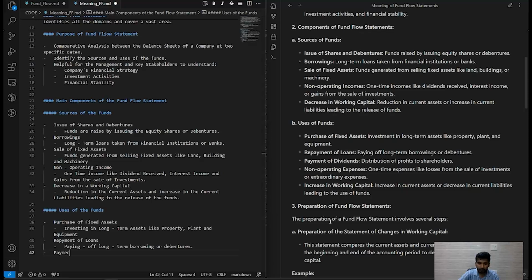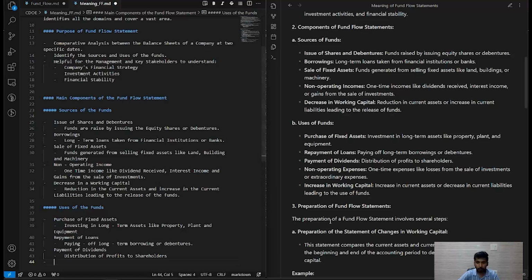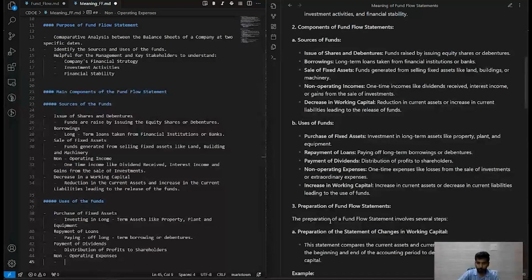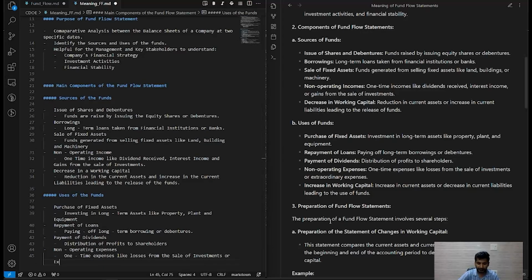After that, payment of the dividends. Distribution of profits to the shareholders. You can utilize that money for distribution of the profits to the shareholders. Then there are the non-operating expenses: one-time expenses like losses from the sale of investment or the extraordinary expenses.